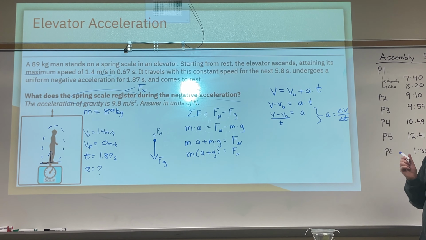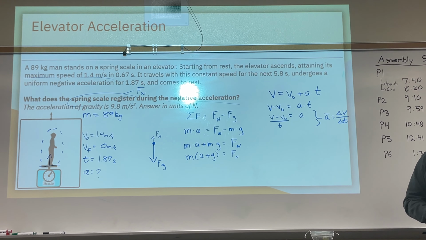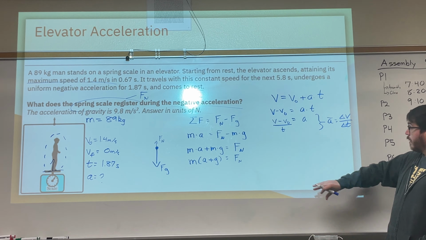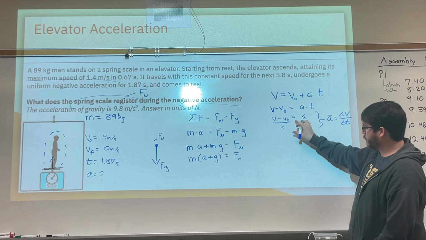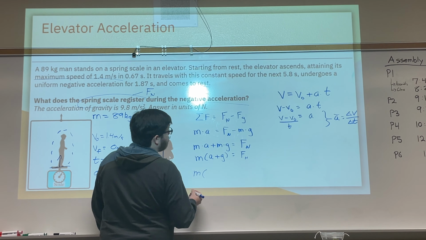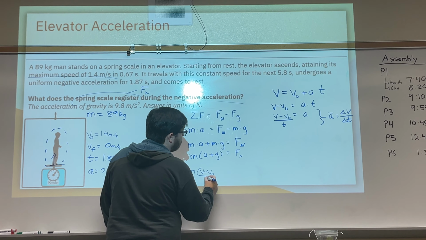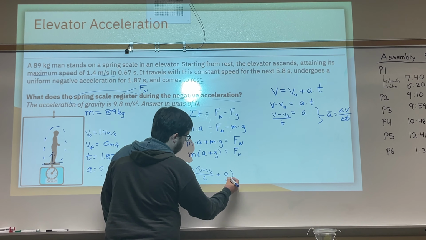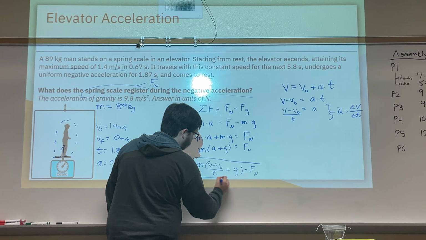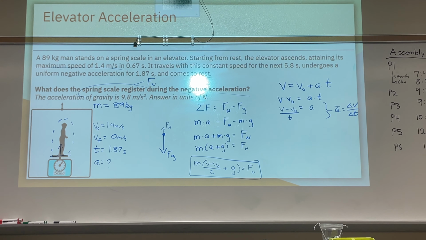That was how we had it when we had a uniform acceleration, but really this only applies if that's an average acceleration, which it will be, since it's uniform acceleration while it's slowing down. Now that we have this, we can substitute it back into our equation: mass times (final velocity minus initial velocity over time, plus the gravitational field strength) is equal to our normal force. In this case, you just plug in the numbers that you have.